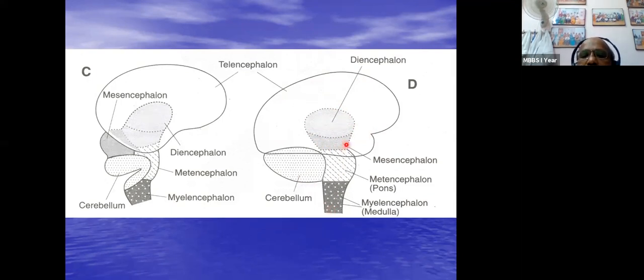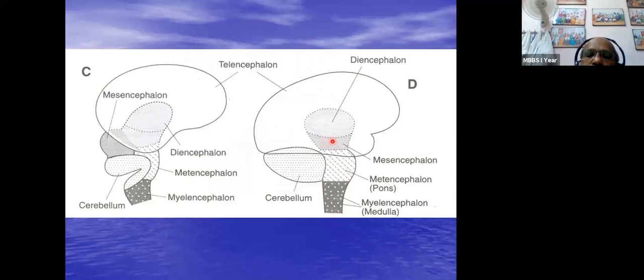Now, one more terminology you should know is brain stem. Brain stem, that is above downwards, midbrain, pons and medulla. So this brain stem is connected to cerebellum through cerebellar peduncles. Have you heard about it? Cerebellar peduncles?